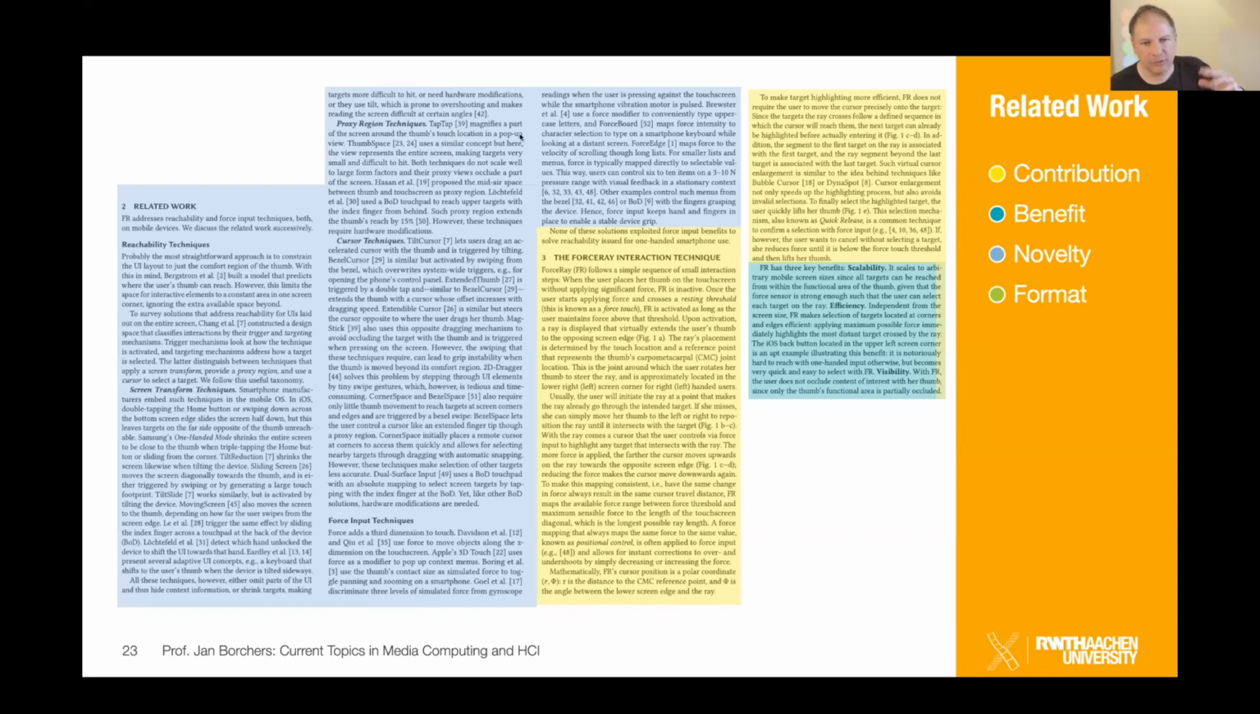Now, okay, so then we have section 2, the related work. Section 3 is then introducing the new interaction technique, Forceway, right? That's clearly the contribution. This is going into much more detail about the key contribution of this work.